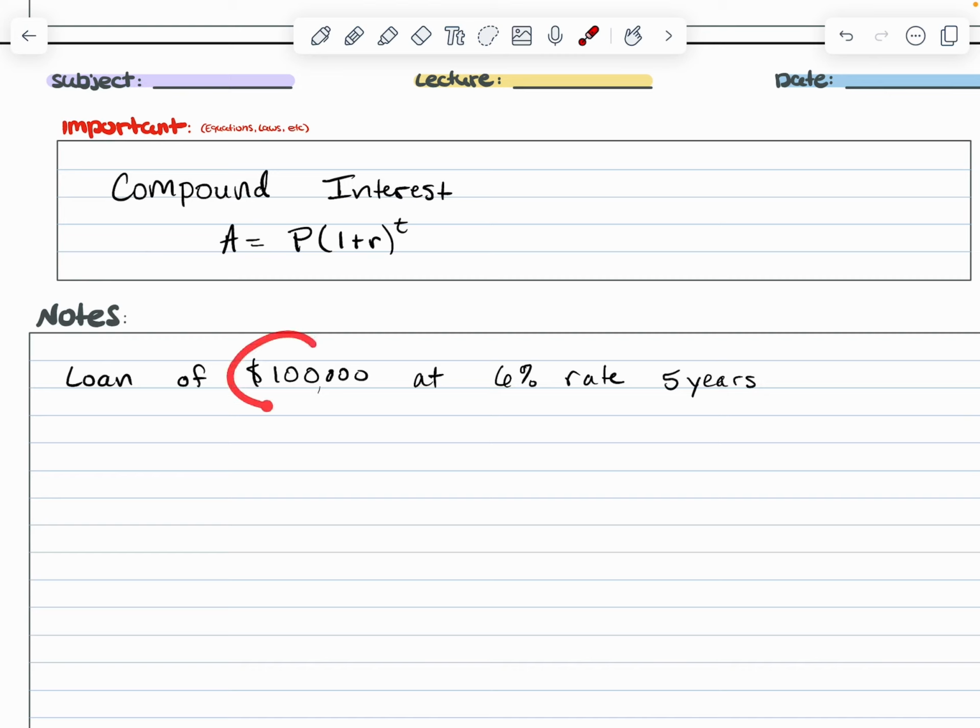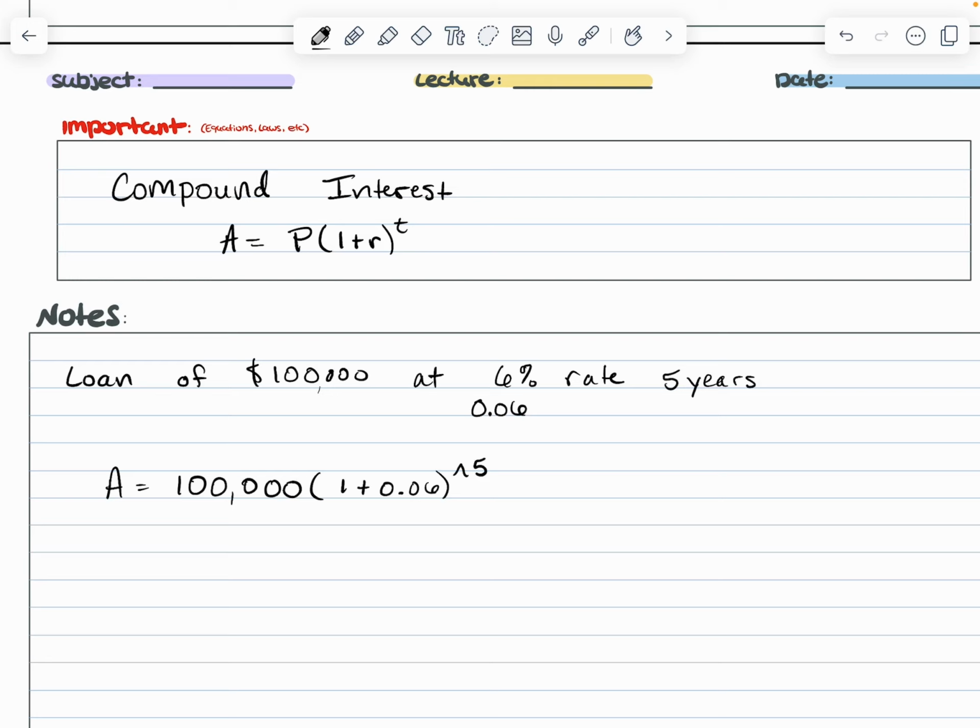First thing we need to do is think about what is our P, what is our R, what is our T. So P is going to be this $100,000 amount. The R, 6%, is 0.06. And then my time is 5. So the total amount of this loan that we have to pay back is going to be $100,000 times 1 plus 0.06, and then we're going to raise that in the calculator to the 5th power.